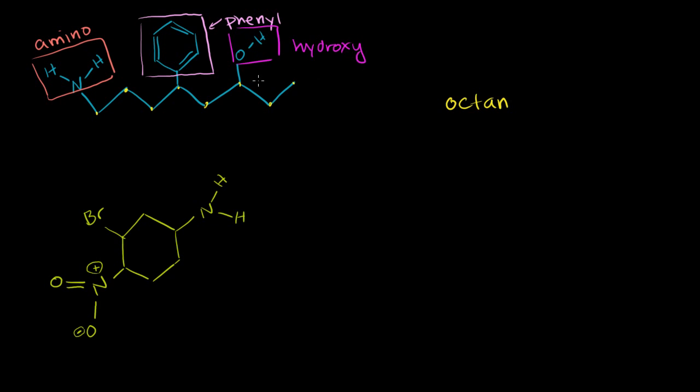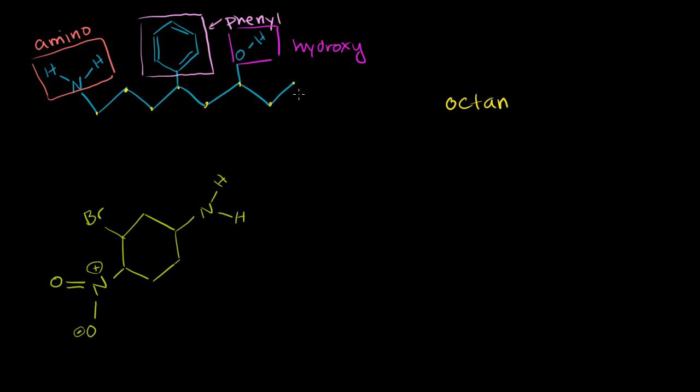Now, this is just something that you need to know. There's no way to deduce it. The people who've decided how to name things just decide that certain groups take higher priority over others. And out of these three groups, the hydroxy group, the thing that's making this whole thing an alcohol, takes the highest priority. So this is what's going to define the suffix. So if we start numbering, we want to start numbering this chain closest to the highest priority group.